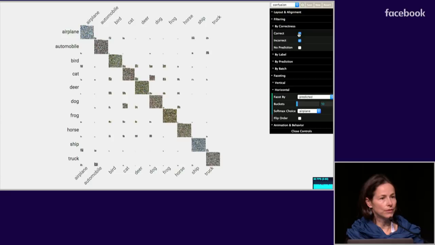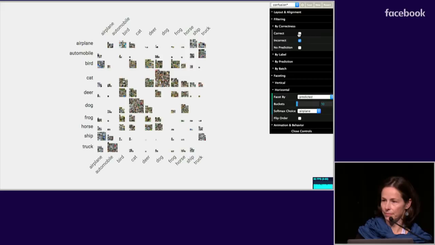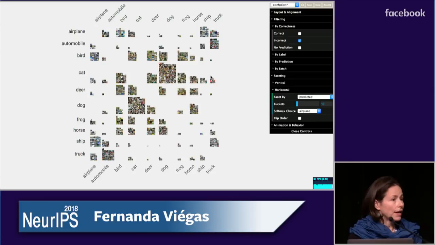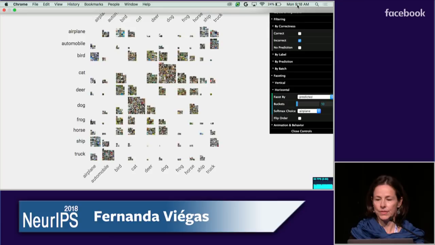I want to take out all the right stuff. And boom, I have all the mistakes that my system has made. And immediately I can see that there are two cells here that are highly populated, right? And they happen to be the cells that are mixing up cats and dogs. Okay? So that tells me something about the kinds of mistakes my system is starting to make.